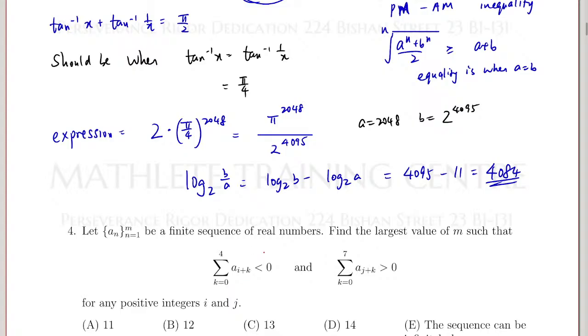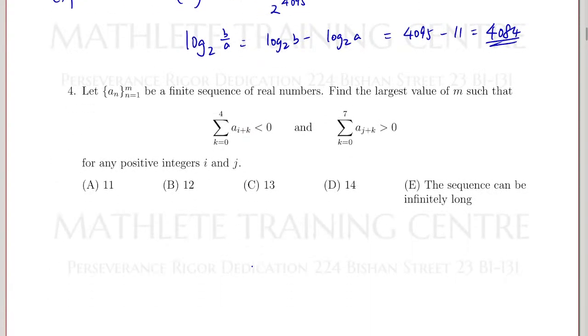For any I, this is true for this sequence of numbers. So that means if I take I equals 0, I equals 0 doesn't exist because it starts from 1. If I take I equals 1, I get A1, A2, A3, A4, and A5. Added together, it is less than 0. If I take I equals 2, I get A2, A3, A4, A5, A6. Together, their sum is less than 0. So what it means is that the sum of any 5 consecutive terms is less than 0.